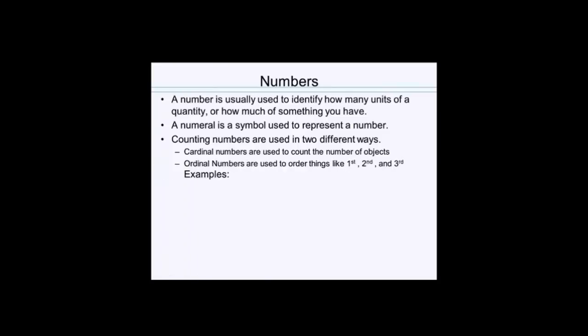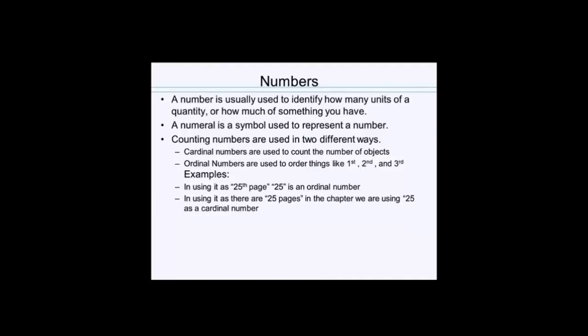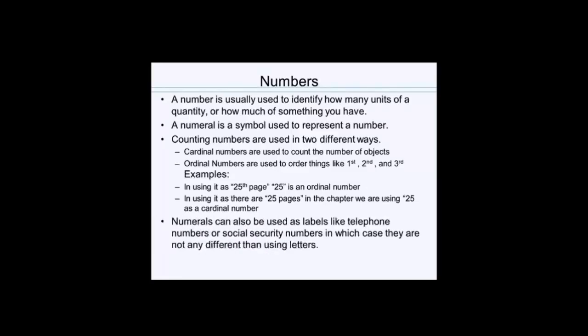However, if I say first, second, third, I'm using the numbers to order items, and that's referred to as ordinal numbers. So for example, if I look at the 25th page in a book, that would be an ordinal number use. If I say 25 pages in the chapter, now you're using it as a cardinal number. Numerals can also be used as labels like telephone numbers or social security numbers, and that's similar to using letters to represent things or labels.